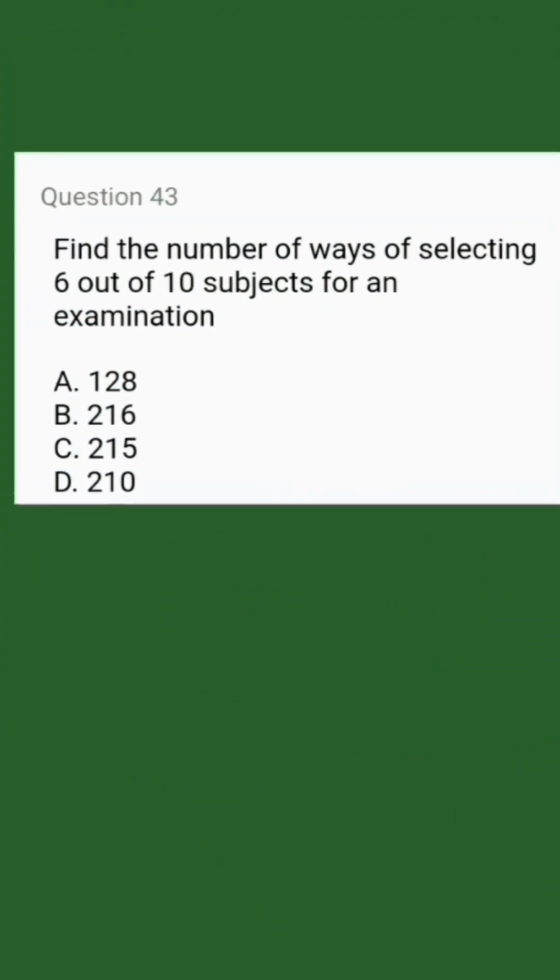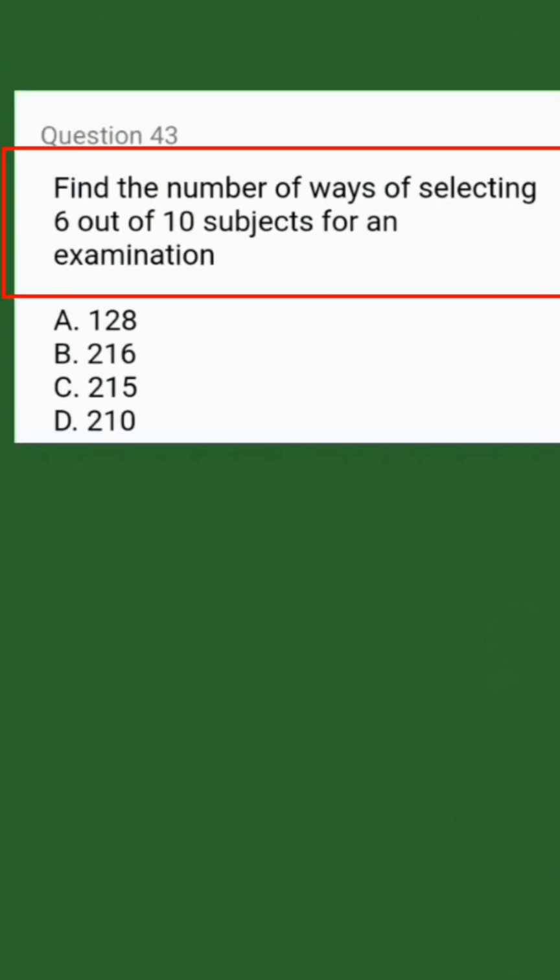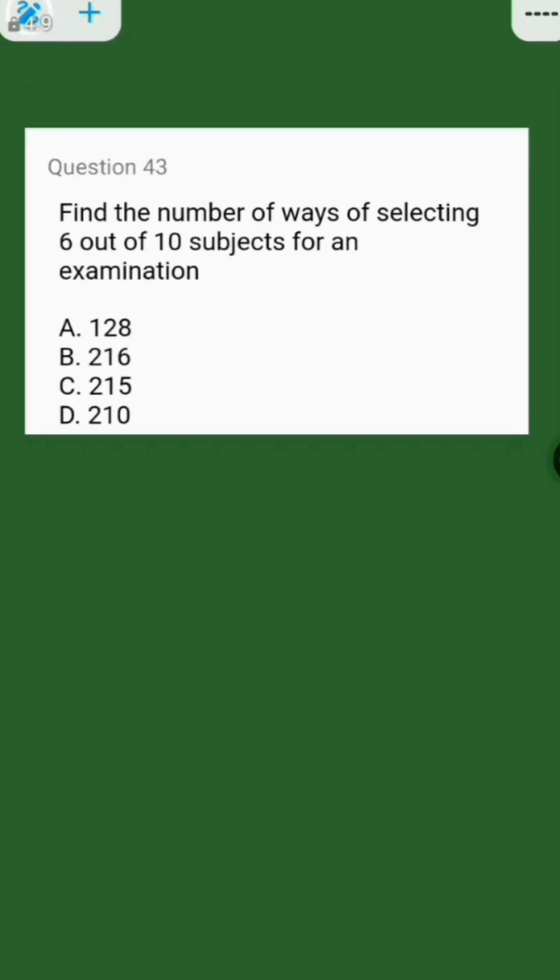So you have this question right here. You have to find the number of ways of selecting 6 out of 10 subjects for an examination. So you have 10 subjects and you have to select 6. So this is a combination question.